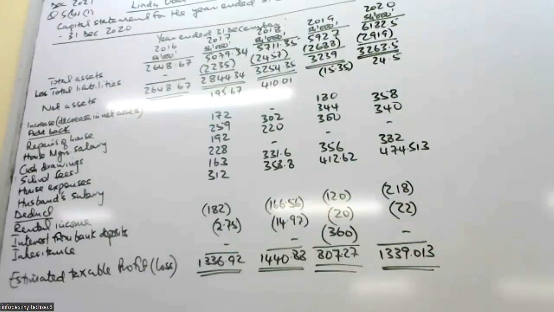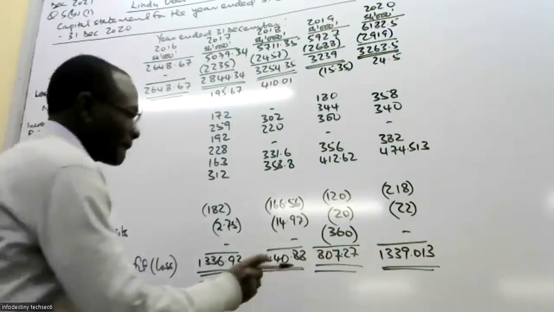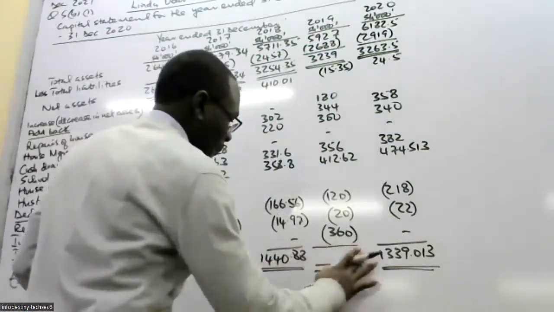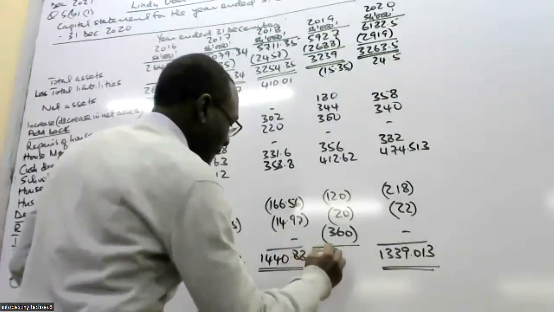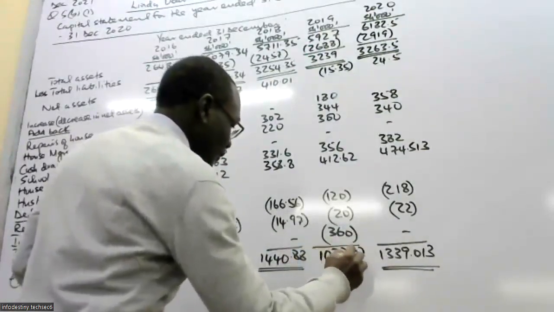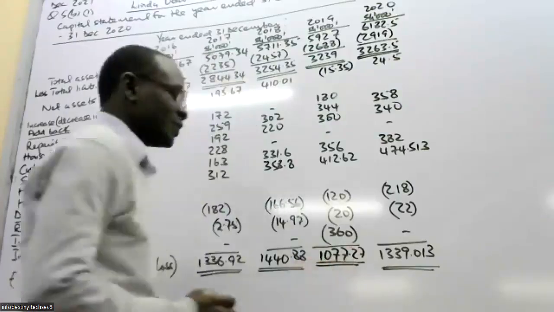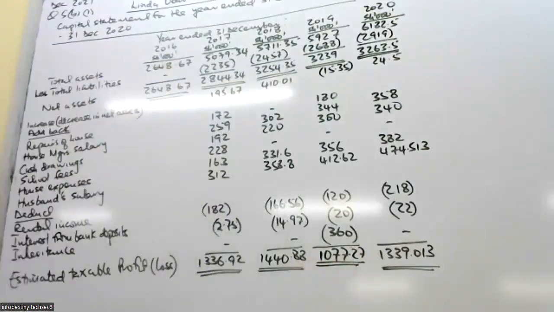So you're getting different answers for 2019. What are you getting for 2019? 1077.27. Okay.